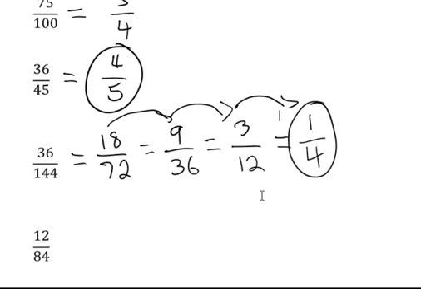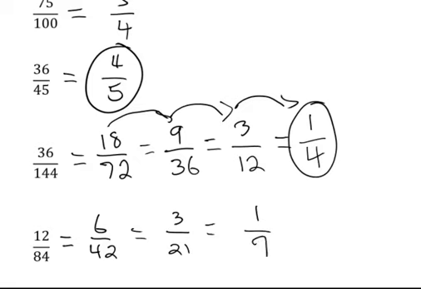And so for my next problem here, 12 over 84, again, I'm going to do the same thing. I'm going to divide them both by 2. So that's 6 and 42. I'll divide them by 2 again. That's 3 and 21. I can't divide them by 2 anymore, so I'll try my next prime number, which is 3. 3 goes into 3 once. 3 goes into 21 7 times.